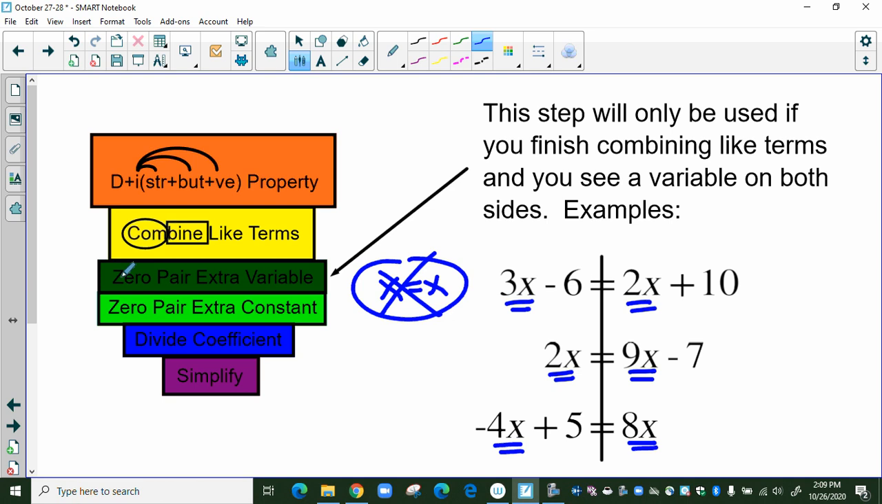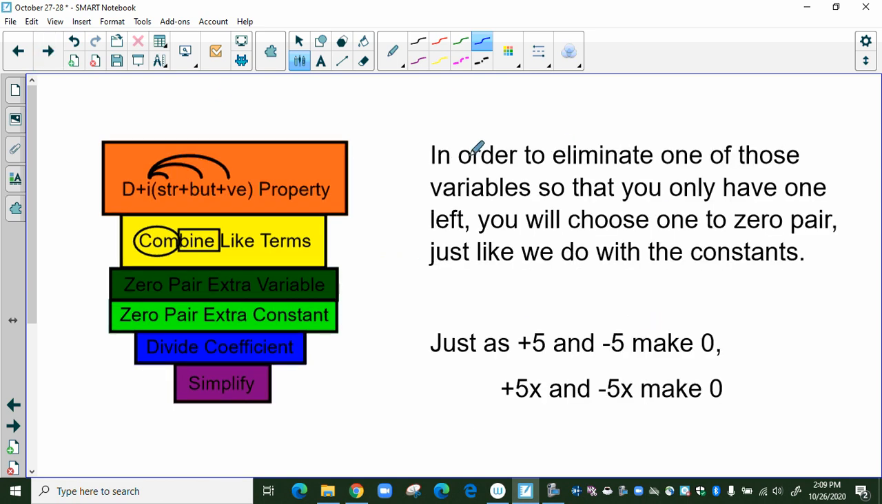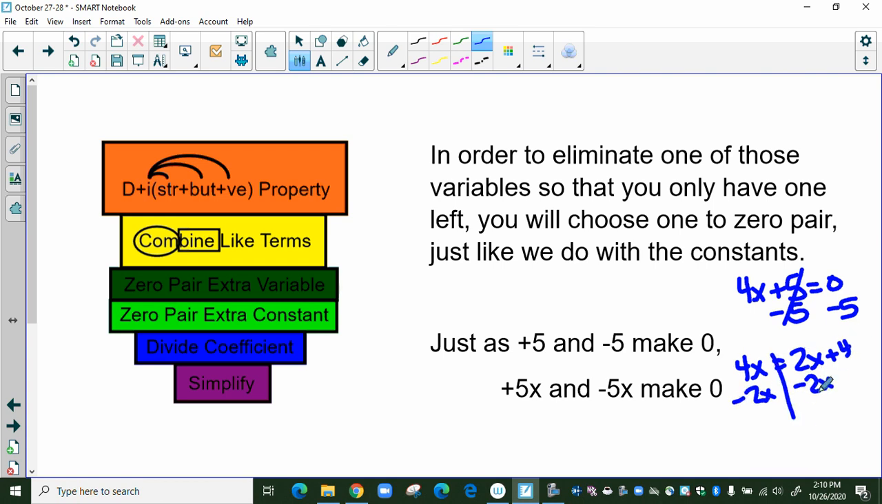And the solution is to zero pair one of them out. In order to eliminate one of those variables so that you only have one left, you will choose one to zero pair, just like we do with the constants. Just like positive 5 and negative 5 make 0, positive 5x and negative 5x make 0. So if we were to see this equation and we would make a negative 5 and zero pair it, I could also zero pair a variable. Like I could do this. 2x minus 2x is 0. And then over here I would do my subtraction, and now I only have one x left.